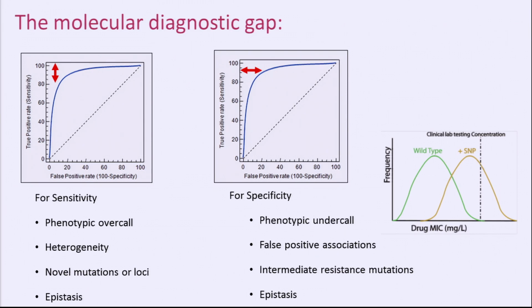So to summarize this whole question of how we think about the molecular diagnostic gap, for both sensitivity and specificity: for sensitivity, there are several possible explanations, and it might be a combination of these that's actually happening. One, it's possible that some of the phenotypic tests are overcalling resistance, and so whatever percentage of strains are being called resistant by phenotype will never have mutations.